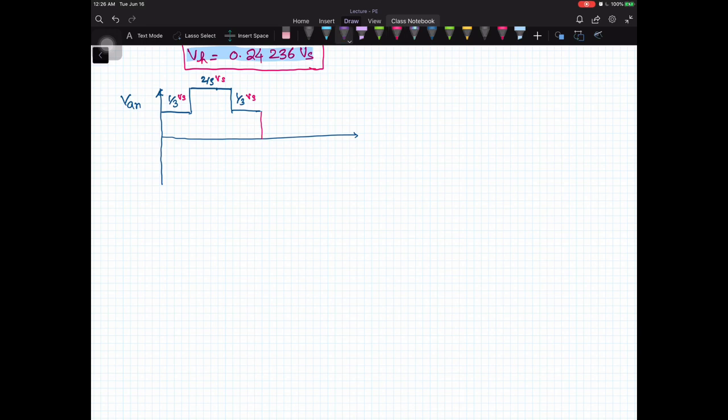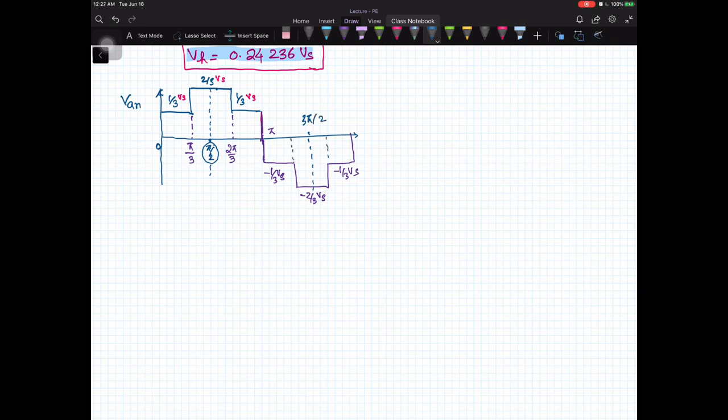Similarly for the negative part, minus 1 by 3 VS, minus 2 by 3 VS and minus 1 by 3 VS. This is for the interval pi by 3, then up to 2 pi by 3, then pi. If you look at this waveform, the positive half cycle is centered at pi by 2. If you take the 0 to pi by 2 portion and flip it, you will get pi by 2 to pi. And if you flip and invert this waveform, you are going to get the negative cycle, which is centered at 3 pi by 2.